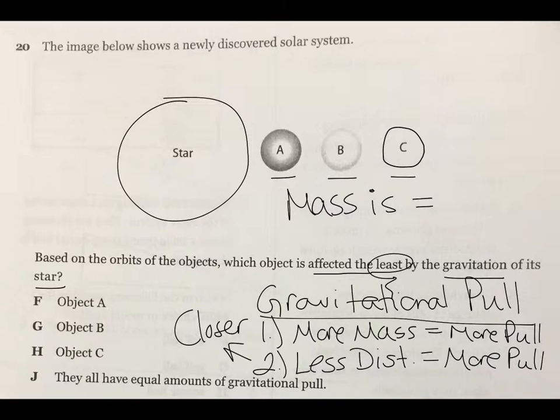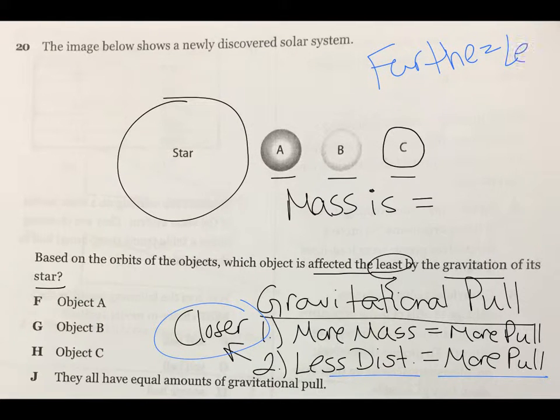Less distance equals more pull. So the closer two objects are, the more gravitational pull they have towards each other. So the farther apart they are, the less pull. So in this case, which one has the most gravitational pull? Let's look at that, most. Great job. Letter A would have the most because it's closest. There's less distance between that and the star.